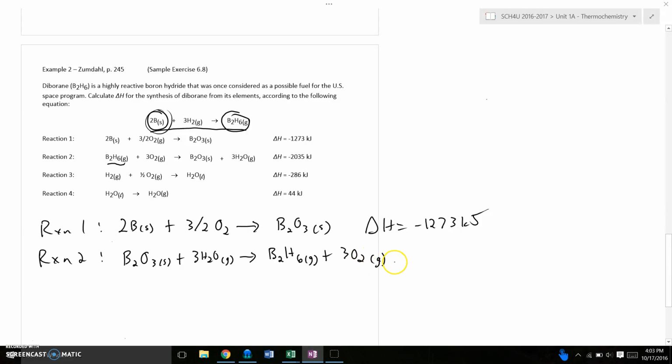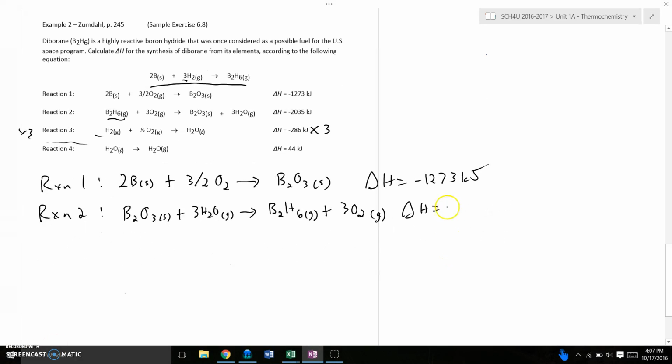But if I do that, again, I have to adjust my enthalpy, and to do that, I change the sign from negative to positive. Now I move on to reaction 3.